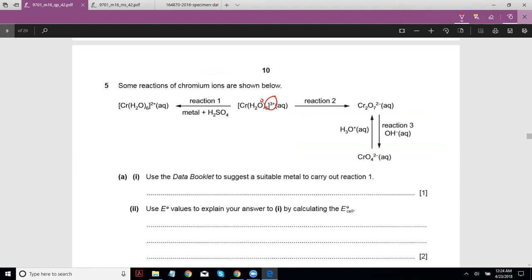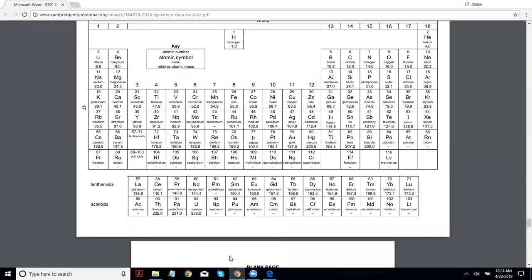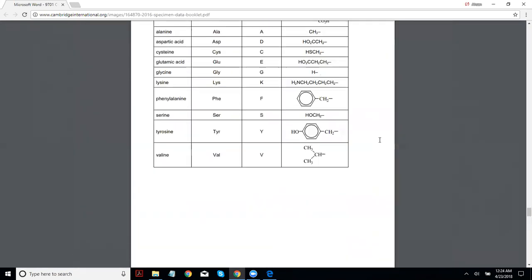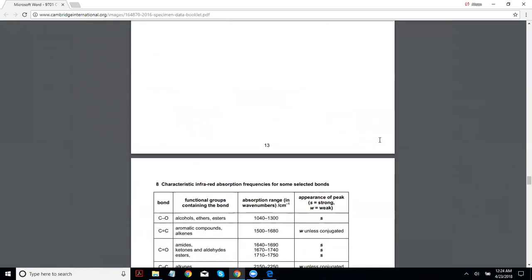How can a data booklet help us with that? I think it should be sodium. No, sodium. We need a reducing agent. What is a reducing agent? Nickel, no, nickel is difficult to use here. I'm curious, why does it say data booklet? It's the list of electrolysis equations.